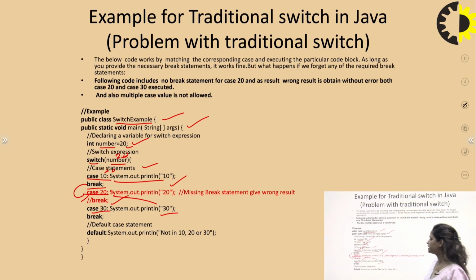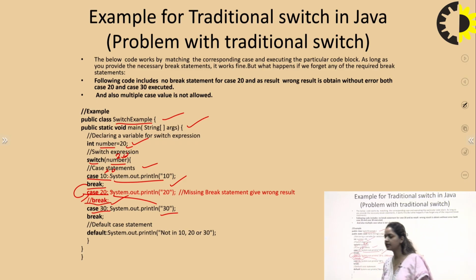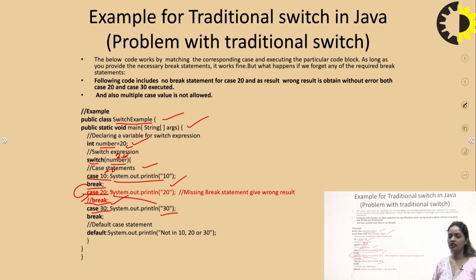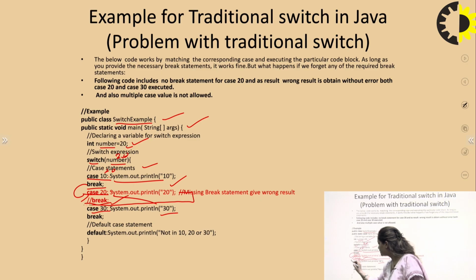Now what will happen if this break keyword is not there in this program? As I stated it here to be a comment, and if I forget to write this break statement after this case statement, what will happen? The control will jump from this case. After executing the System.out, it will jump to case number 30.